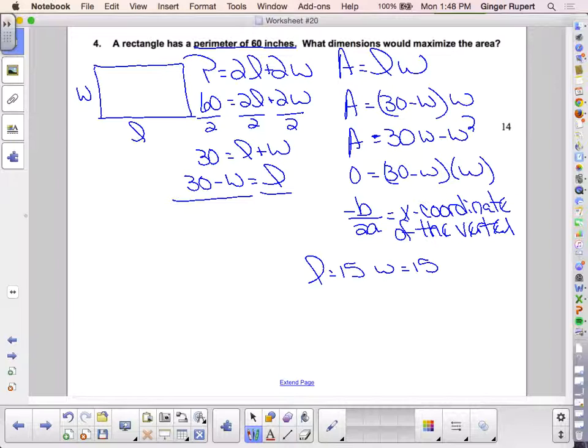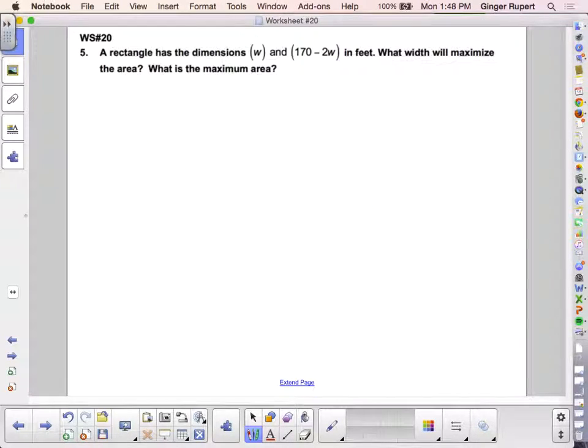Okay, let's take a look at another one. I think I have another rectangle problem here. Let's take a look at it. A rectangle has the dimensions W and 170 minus 2W in feet. What width would maximize the area? What is the maximum area? So here, remember area is equal to length times width, so W times 170 minus 2W. That gives me 170W minus 2W squared.